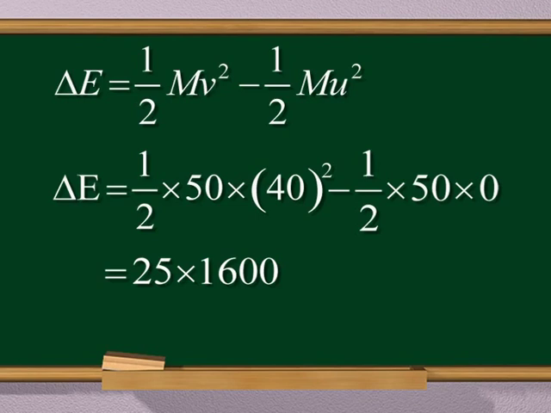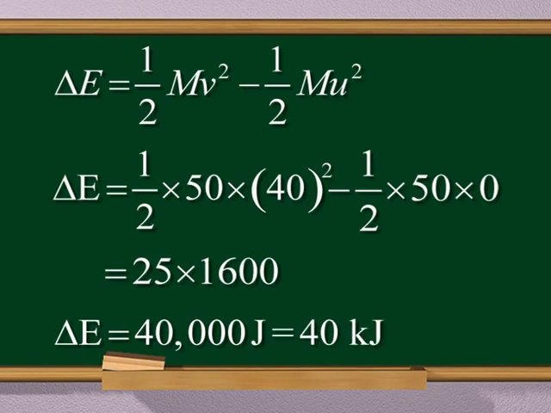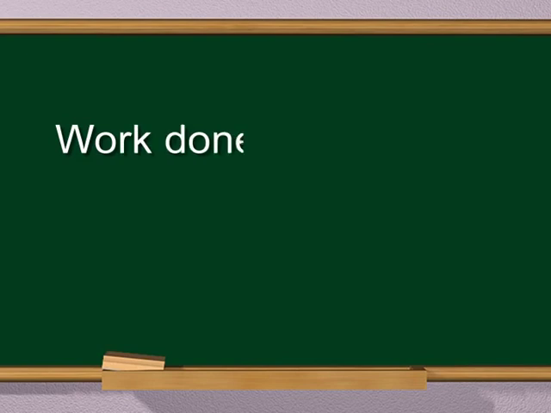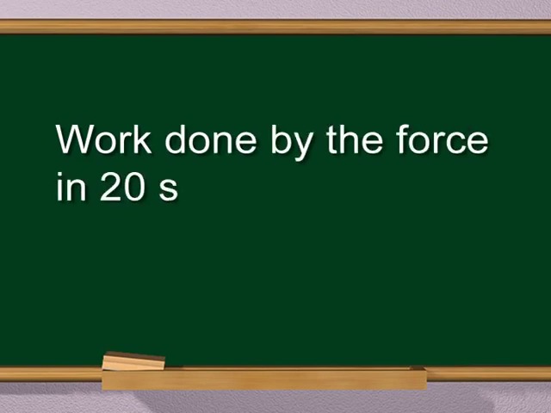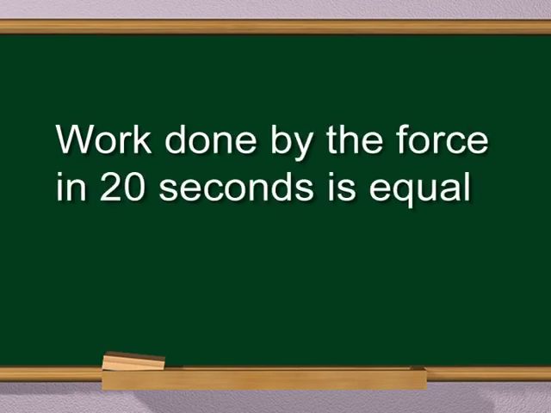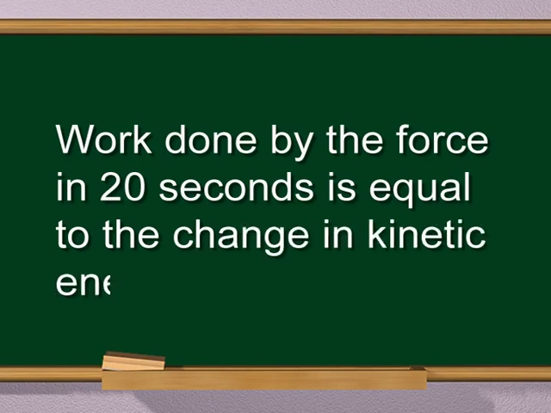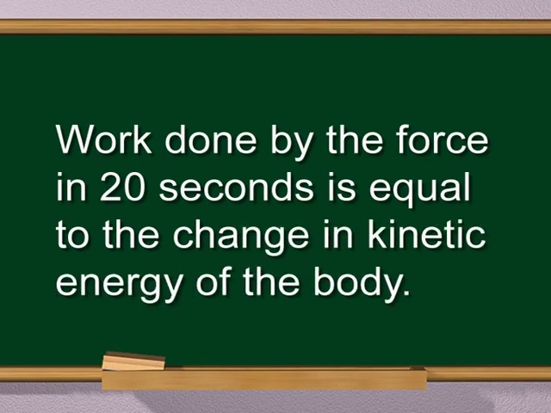On multiplication, we get the change in kinetic energy of the body as delta E equal to 40,000 joules or 40 kilojoules. Hence, the work done by the force in 20 seconds is equal to the change in kinetic energy of the body. And now, let's try to work out another problem of a slightly different nature.